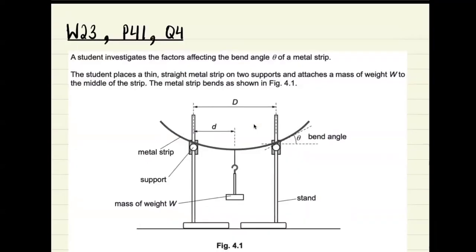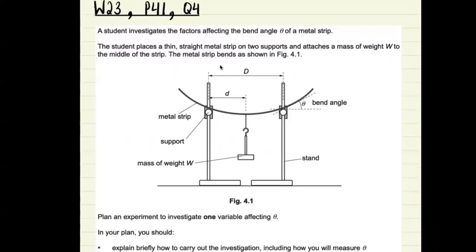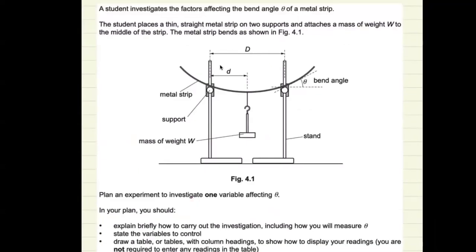Let's just talk about this because I want to give you a flavor of the different types of questions which are here. So I'll go over this really quickly. A student investigates the factors affecting the bend angle theta of a metal strip. The student places a thin straight metal strip on 2 supports, attaches a mass of weight W to the middle of the strip, and the metal strip bends as shown in 4.1. Plan an experiment to investigate one variable affecting theta. There are 3 others which are labeled here: W, D, or d, right? So uppercase D, lowercase d, and W.